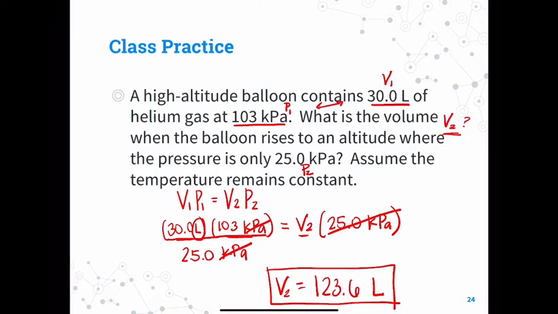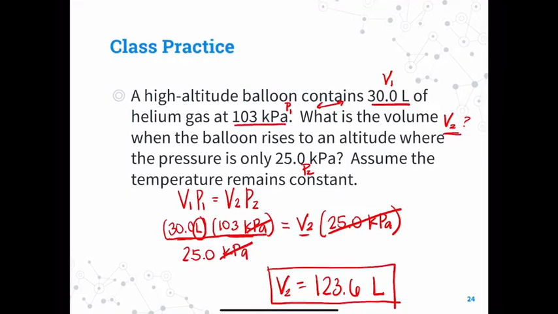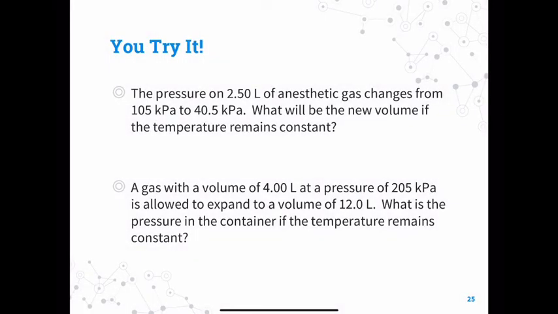Okay. So, let's see, I can't get to my next slide here. All right, you have a couple to try. I'm going to pause the video and we'll come back just in a minute and look at these together.